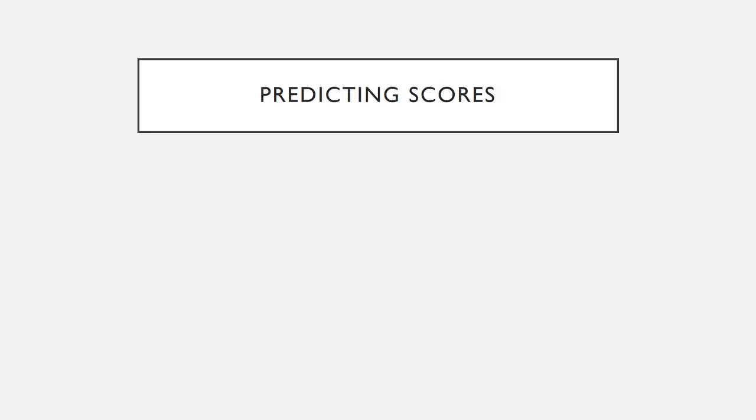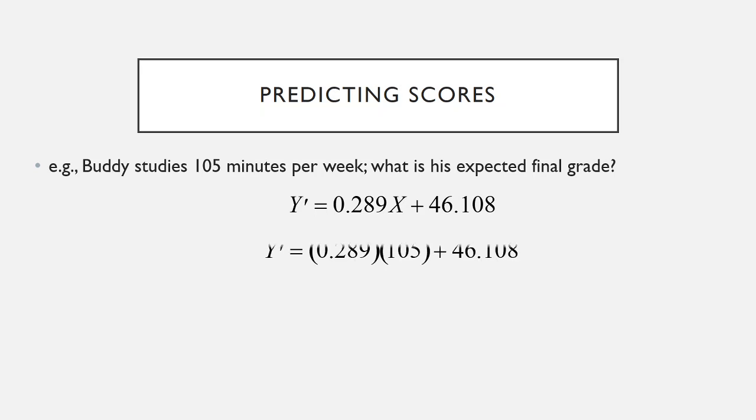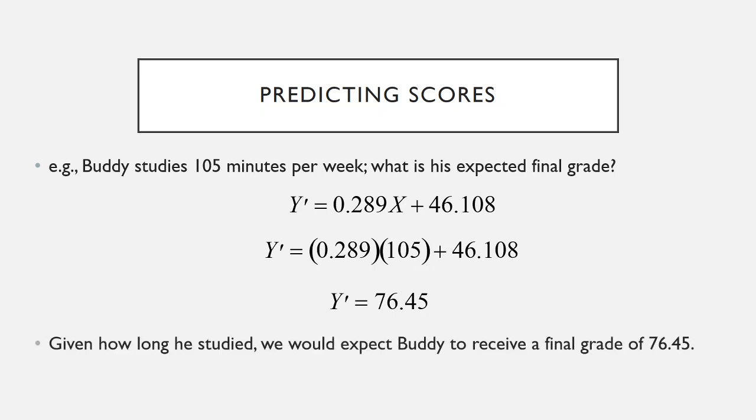So let's say we have an individual who tells us that he studied 105 minutes and asks us to generate a prediction for his final grade. The idea is we're getting the value for x and we just need to solve for y predicted. Pretty simple. Buddy's y predicted score would be 76.45. So that would be our basic prediction. If we were asked to generate a prediction on the basis of that regression equation, this would be where we would expect Buddy to fall.